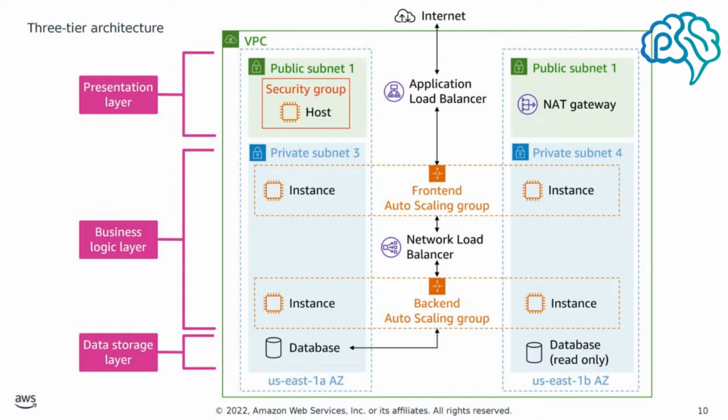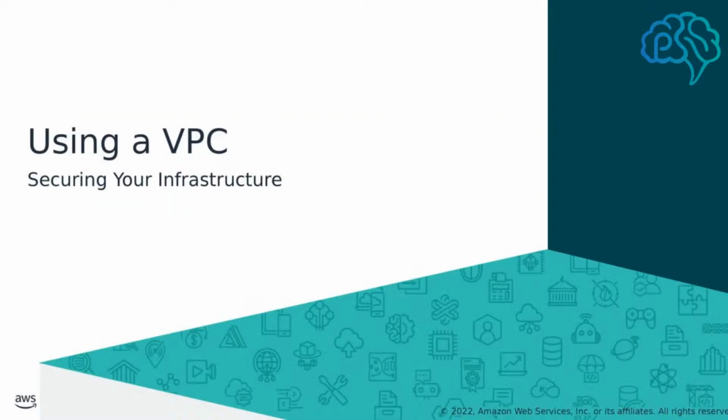So the concept here is that a data storage layer would then hold a primary database in one of the availability zones, and then there's a read-only database in the second availability zone. And this data storage layer would then communicate with the backend auto-scaling group in the business logic layer. So this is a kind of a typical three-tier application to consider when you're building out a security scenario.